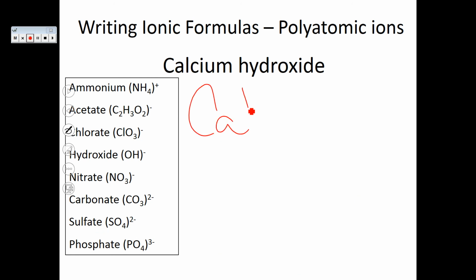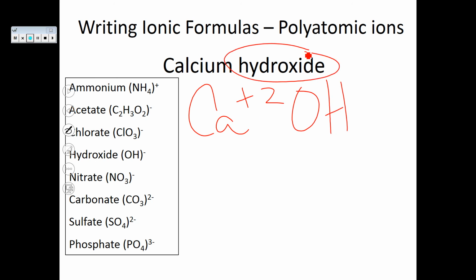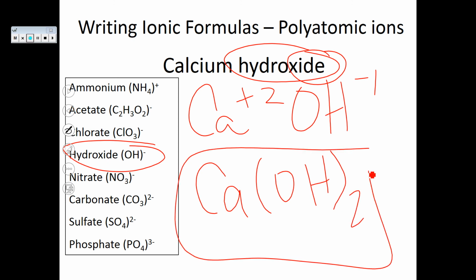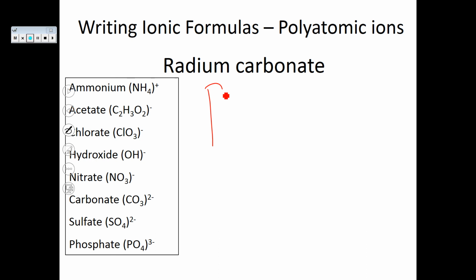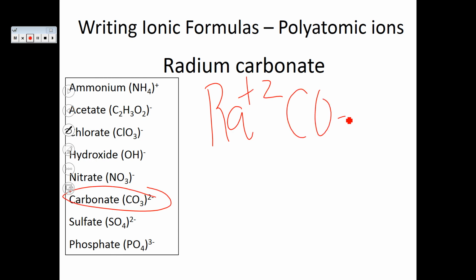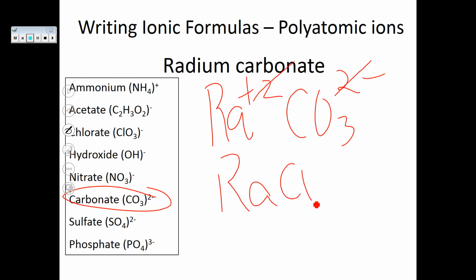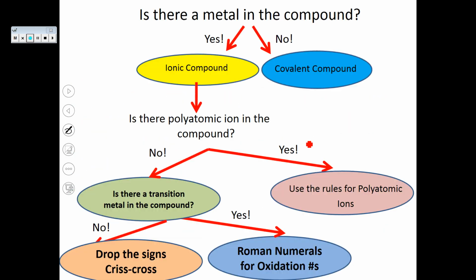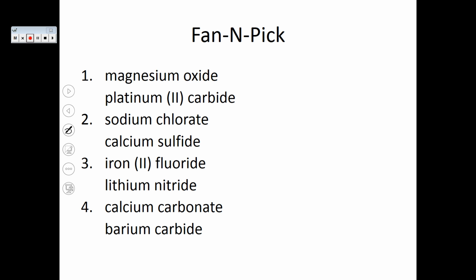Calcium hydroxide, calcium is +2. Hydroxide, again, it looks like it should be a normal nonmetal because of the suffix IDE, but you have to just remind yourself that hydroxide is a polyatomic. So this becomes Ca parentheses OH 2. Radium carbonate, Ra+2. Carbonate is CO3-2. You can simplify them up here in this step, so it's RaCO3. And that is where we will end.